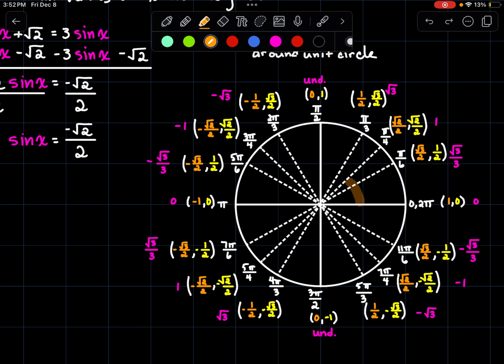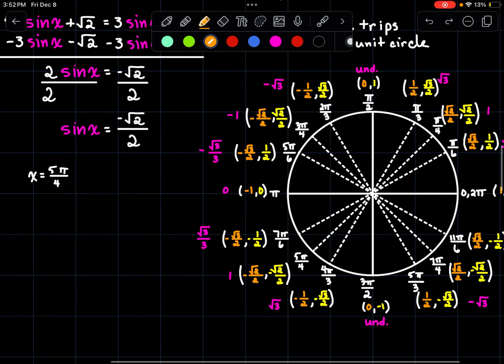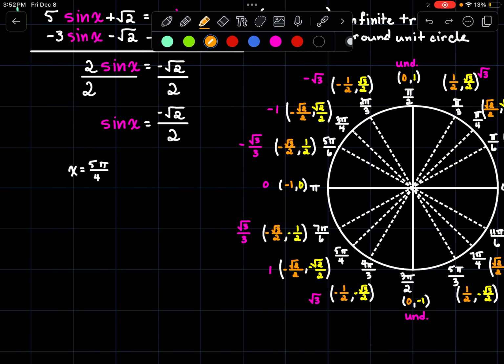Well, starting at 0, if I travel around, I will get to that particular radian right here. There's my first y value that has negative root 2 over 2. So our first solution will be 5 pi over 4. But you will also notice that this is not the only radian that has a negative root 2 over 2 as the y value. There's also one at 7 pi over 4. So there are two solutions within one trip around that unit circle, like so. So there's my 5 pi over 4.